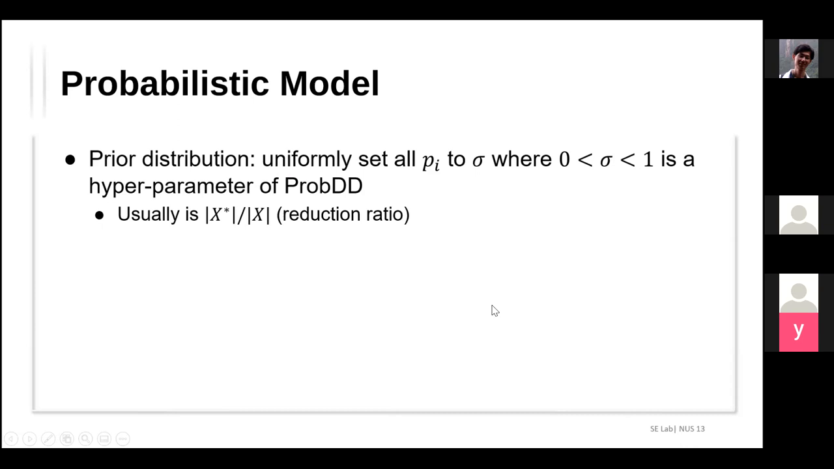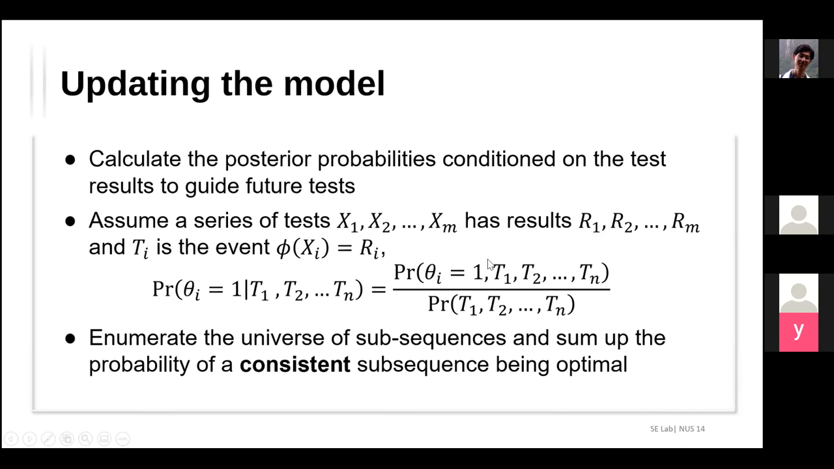Okay, so that's the probabilistic model itself. Moving on to updating the model. This part is also very probabilistic. There are a lot of probability concepts inside, but it's actually quite straightforward. The idea for updating the model is that we want to update the probability of theta I being equal to 1 given all the past test cases. A test itself is the event where you test xi and you get back a result ri. You can think of it as a pair: you take in x, the subsequence that you have, and then you get back a result, whether r is true or false.